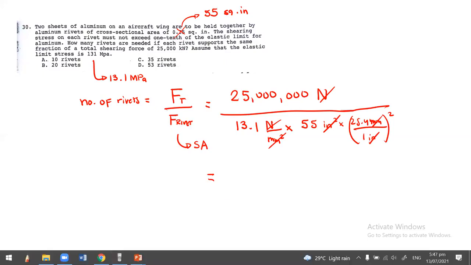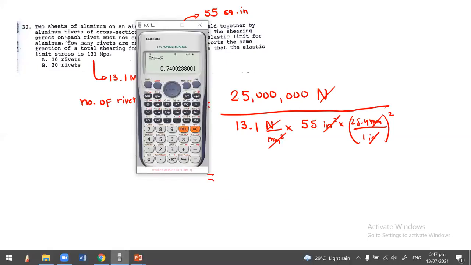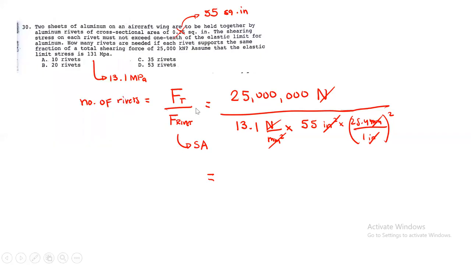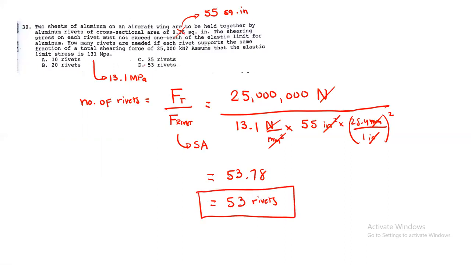Let's calculate. 25 times 10 to the 6, divided by 13.1 times 55 times 25.4 squared, gives 53.78. So, 53 rivets. There is no 54 among the choices; if there were 54, it would be possible. But 53 rivets, letter D.